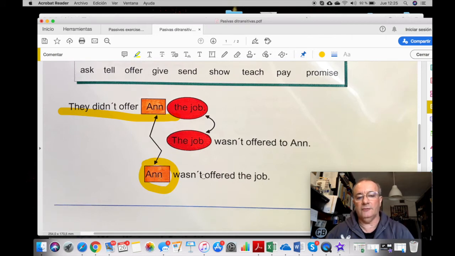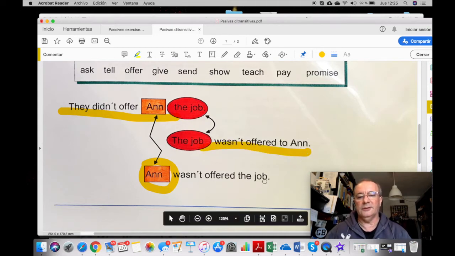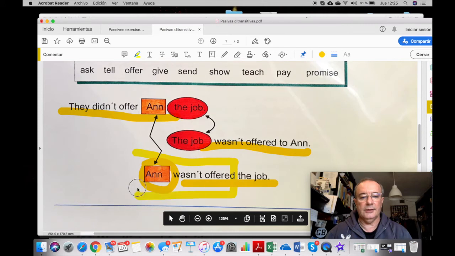So this one could be the most common in English. Anne wasn't offered the job, which is the strangest in the Spanish language, because we would normally say el trabajo no le fue ofrecido a Ana rather than Ana no fue ofrecida al trabajo, which sounds a bit worse in Spanish, right? But this one is the best option in English, okay? The second one is the one which has the thing as the subject, okay?